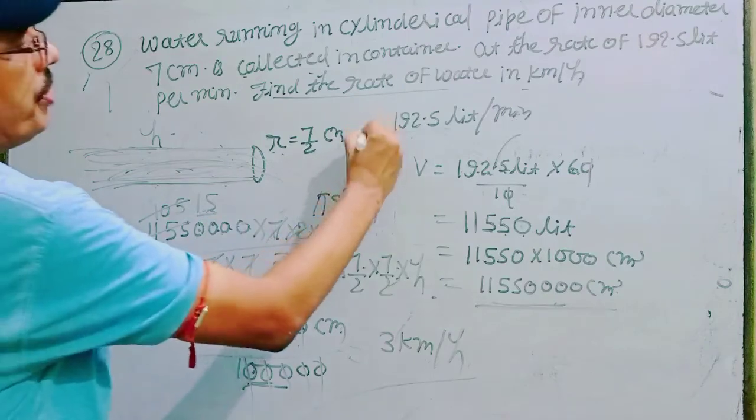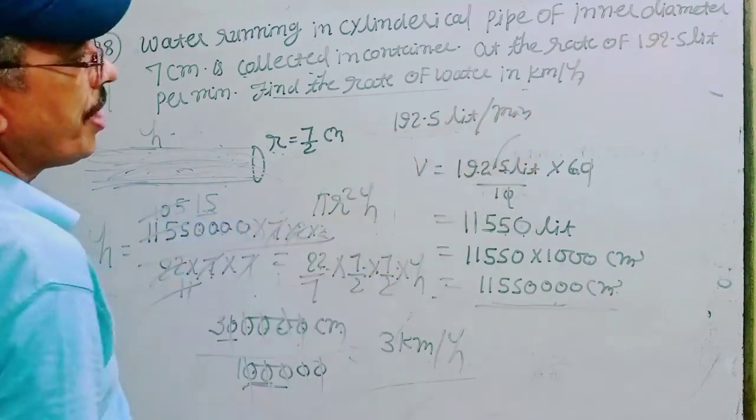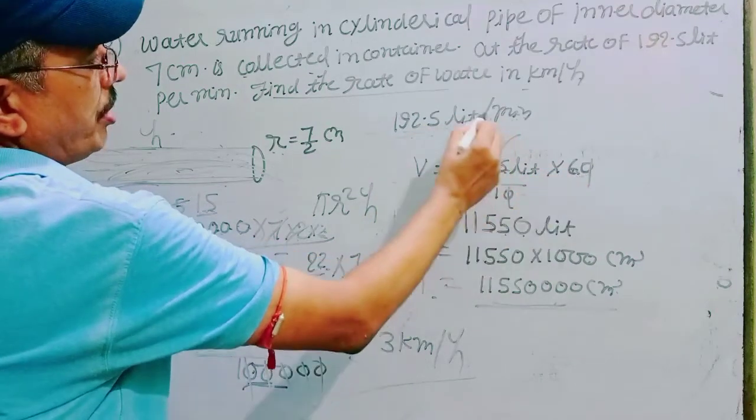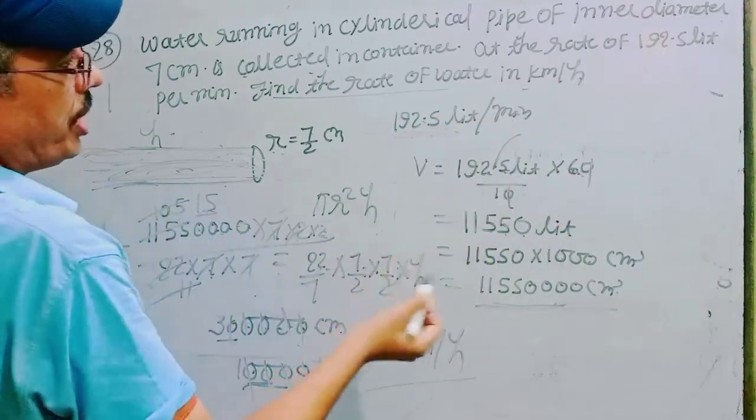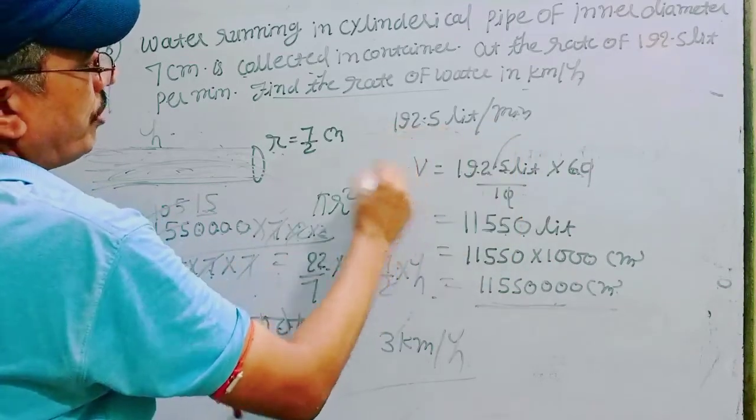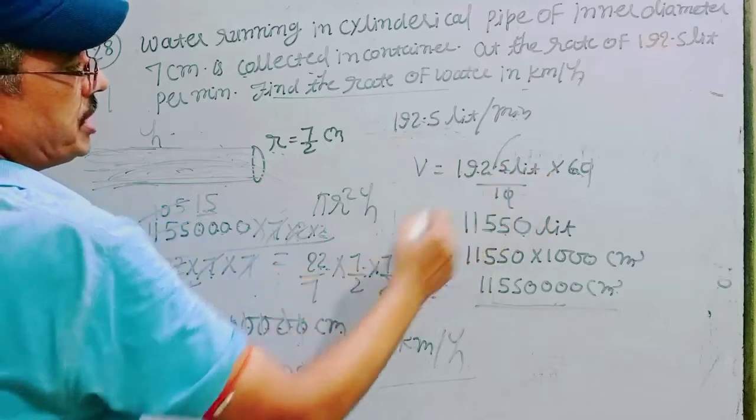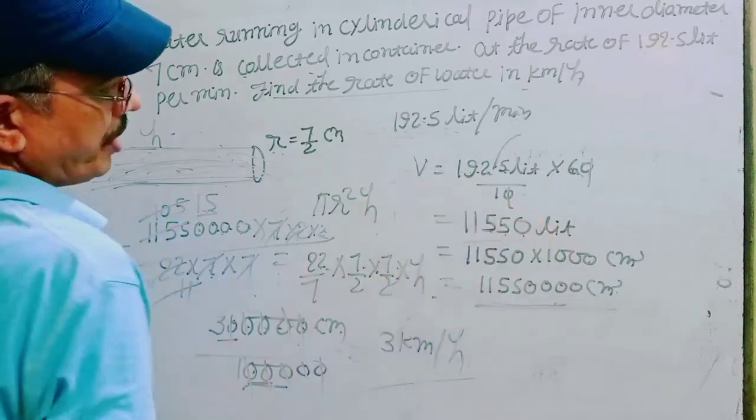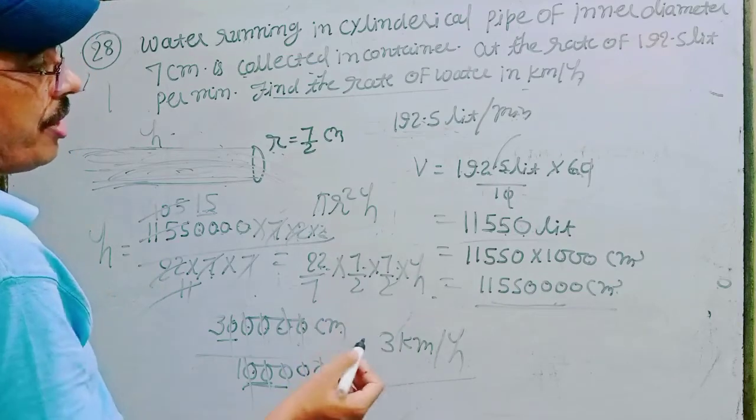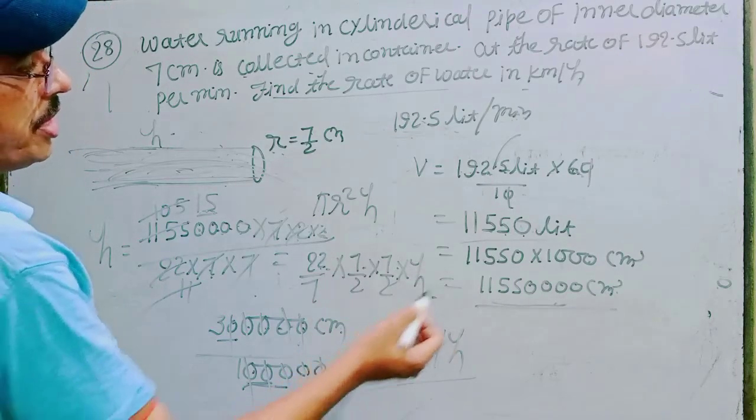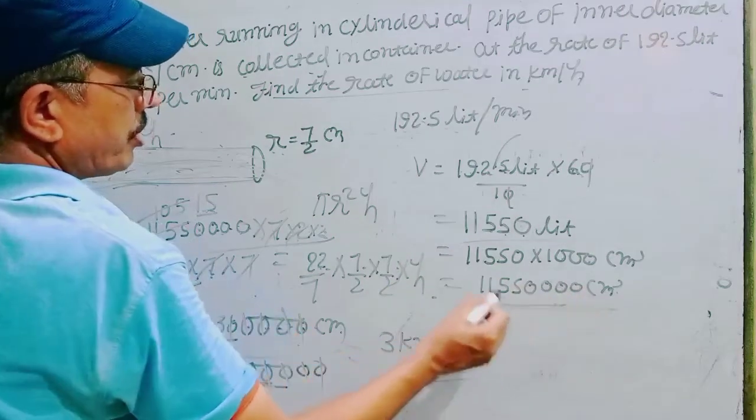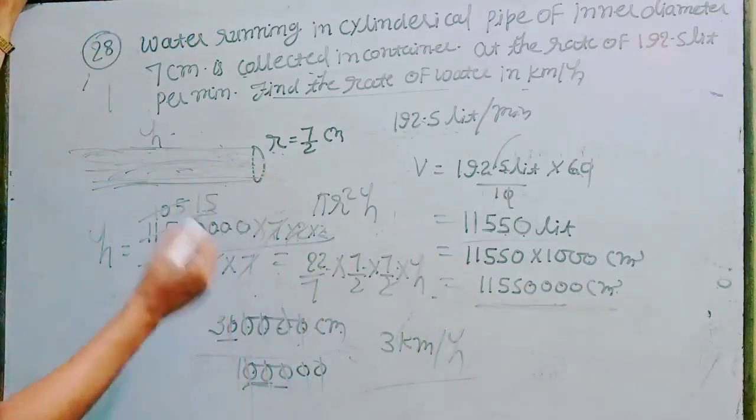Because your volume is given in liter per minute. So first I convert this per minute into per hour, then multiply by 60, because in 1 hour there are 60 minutes. So first we find the volume of this container, multiply by 60, then volume of this liter. Now liter is converted into centimeter cube when you multiply by 1000. So now this is the centimeter cube, it is the volume of water released in 1 hour.